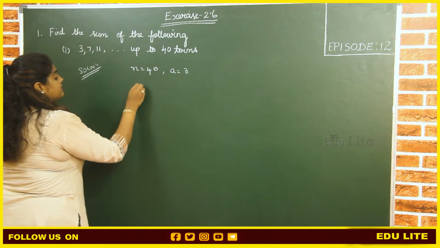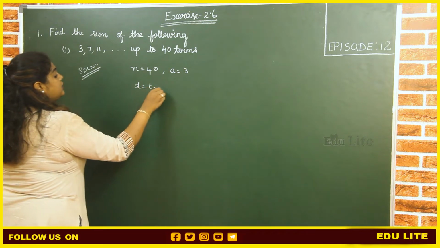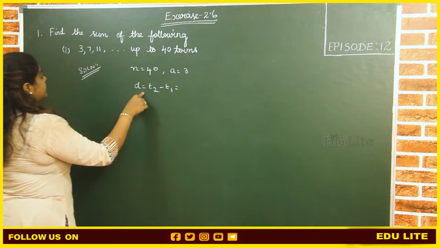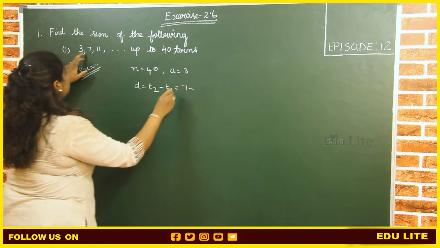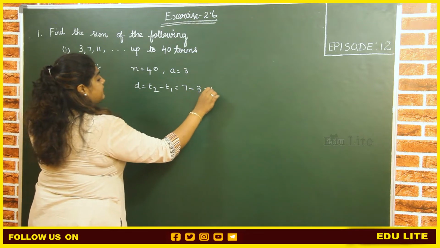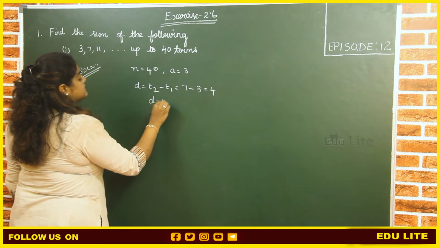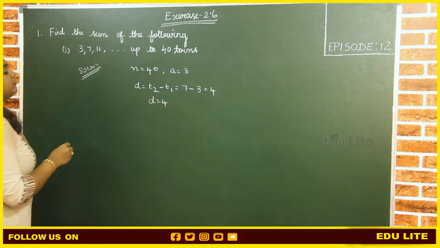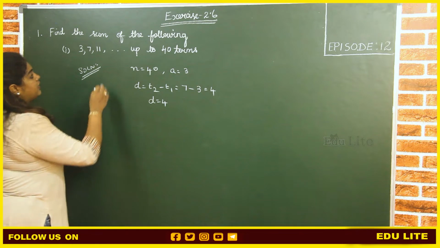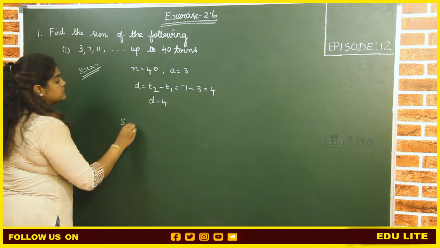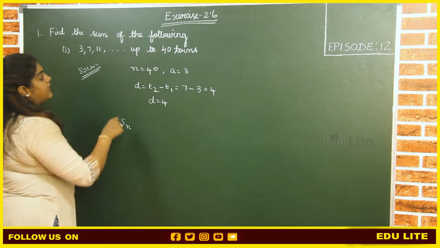Similarly we can find the value of D, which is T2 minus T1. T2 is the second term, 7, minus T1, the first term, 3. 7 minus 3 is 4. Therefore D is equal to 4. Now we have to use the formula of Sn to find the sum. We know only the first term, we don't know the last term in the sequence.